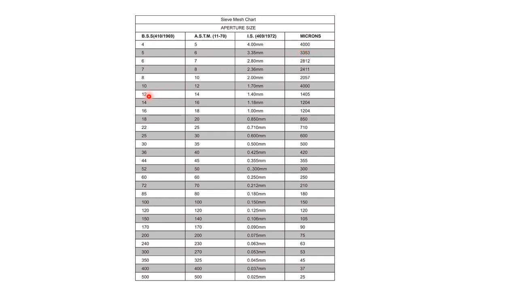If you go further down to a higher sieve number of, for example, 500, this means that there are 500 openings in each inch of the sieve, and this will allow only very small particles of 25 microns in size to pass through it.